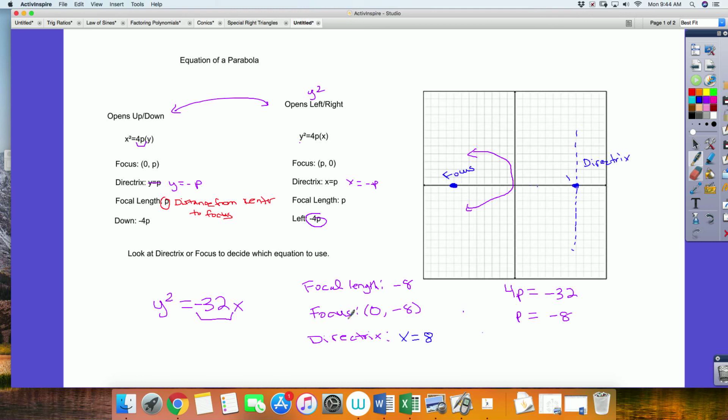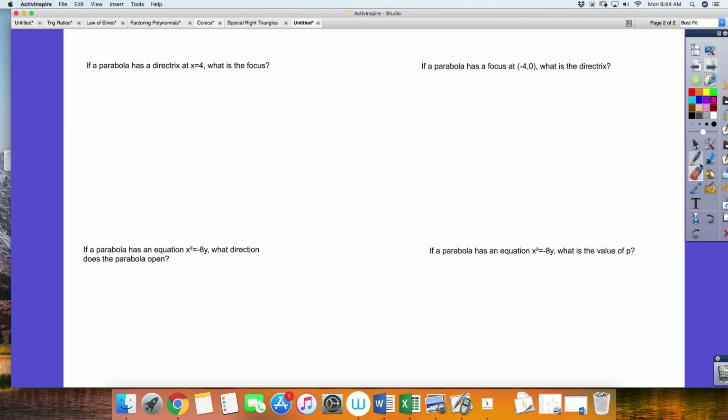And we're done with our problem. Now, they may give you a problem that looks like these guys, starting down here on the bottom. If they give you directrixes or an equation, the first thing we want to figure out is what direction does it open.